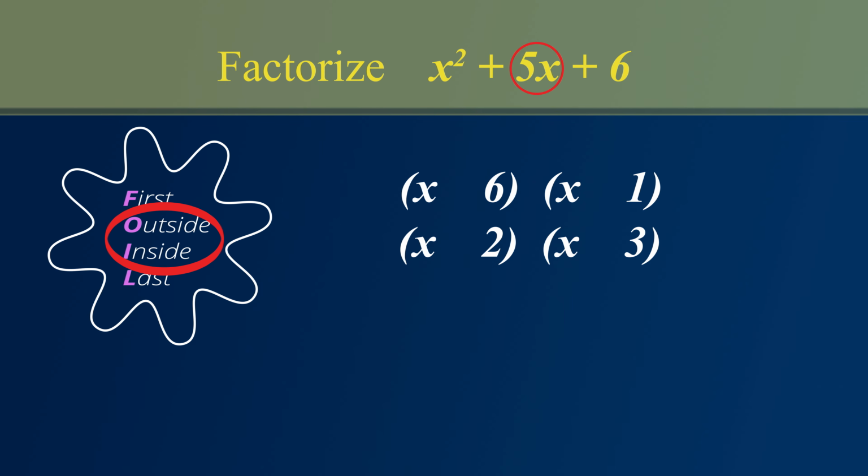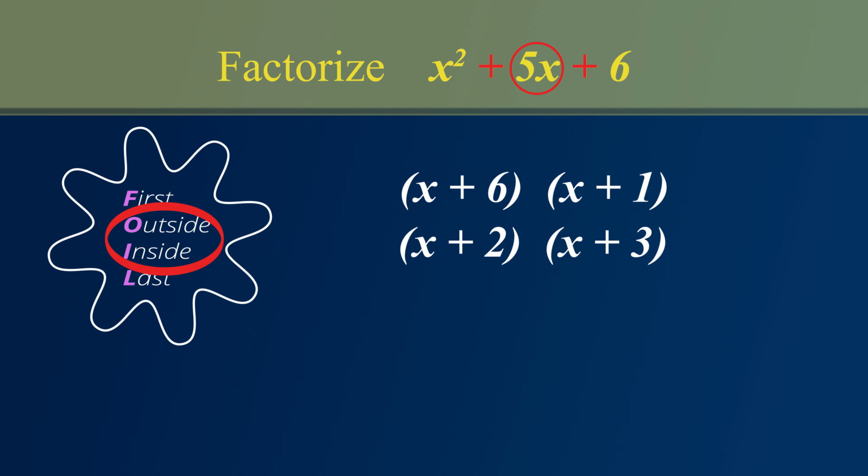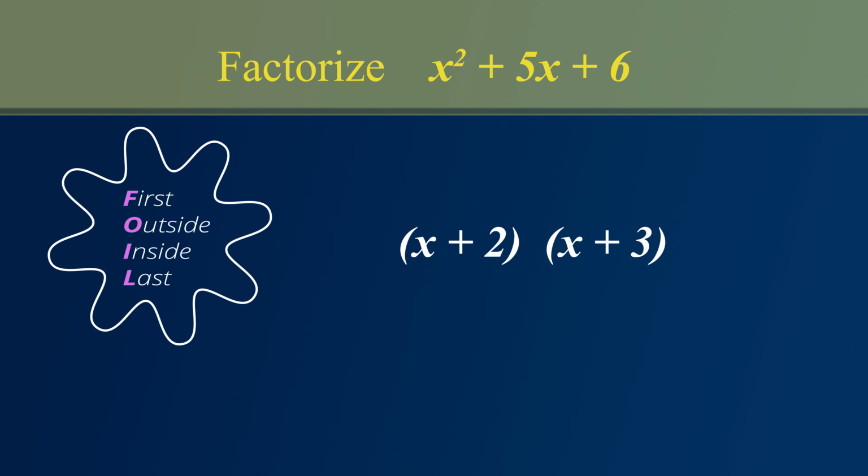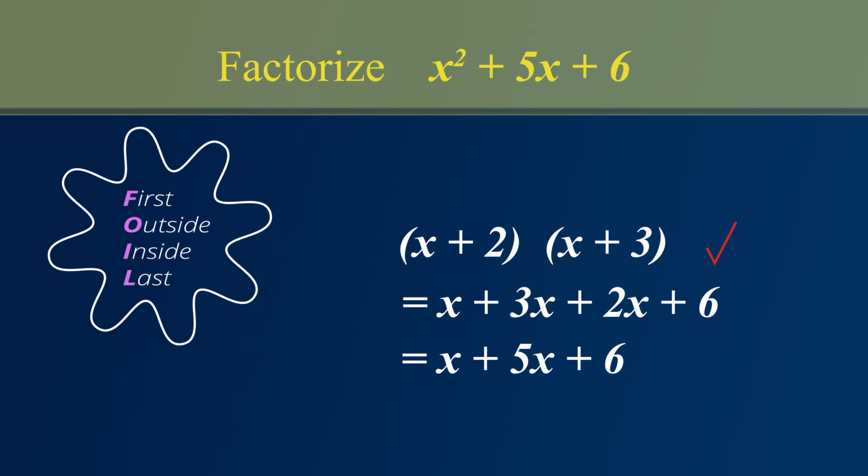Now consider the O and the I of FOIL. We first multiply the outside and then the inside, and then we either plus or minus to get the middle part of 5x. Look at the signs. They are both positive or plus. If we added 6 and 1, would that add to 5? No. So let's try 2 and 3. If we add 2 and 3, would that add to 5? Yes. x plus 2 times x plus 3 could be the answer. Let's check with FOIL. Yes, we have factorised correctly.